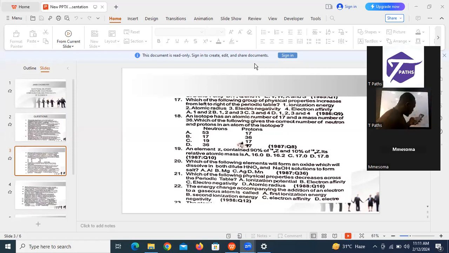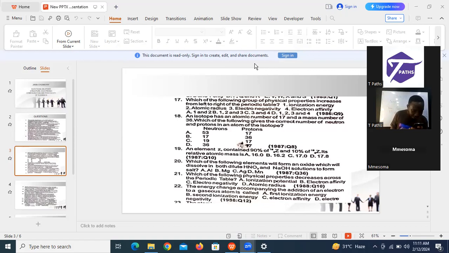An isotope has an atomic number of 17. What is isotopy? Isotopy is a phenomenon whereby elements have the same atomic number but different mass number. Elements or species that exhibit such a thing are called isotopes.